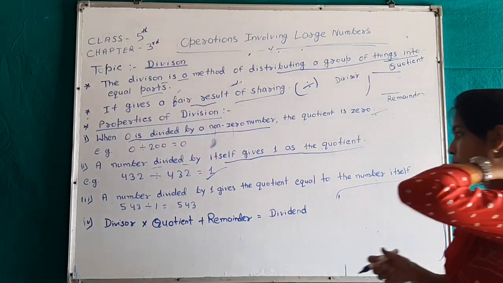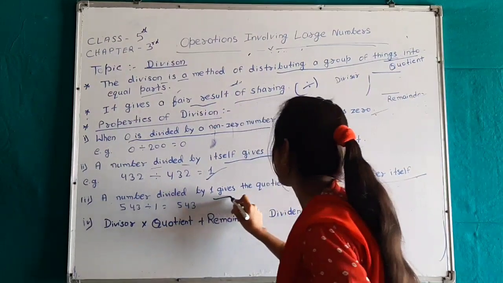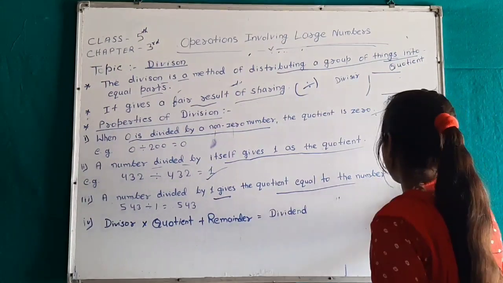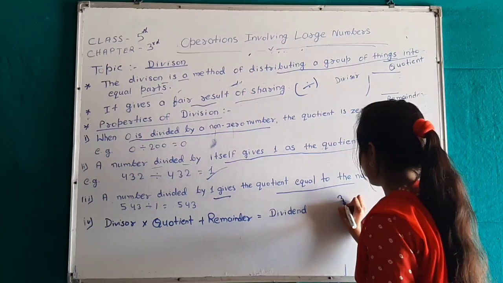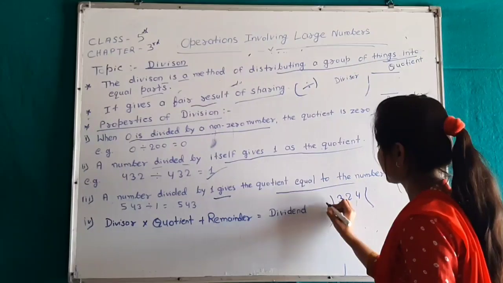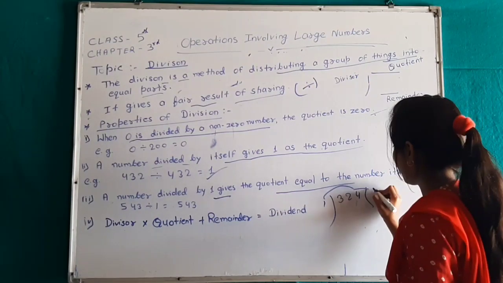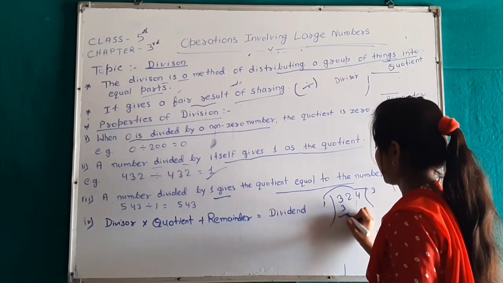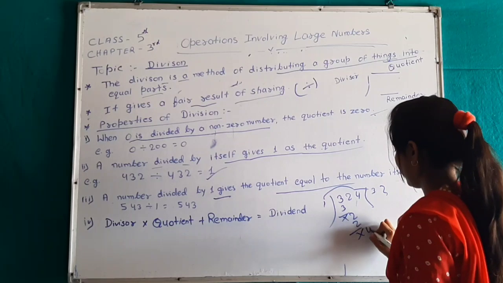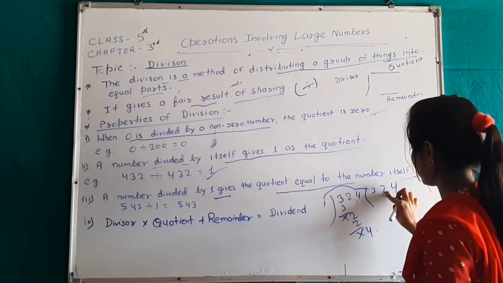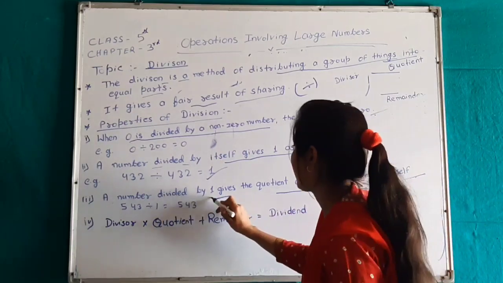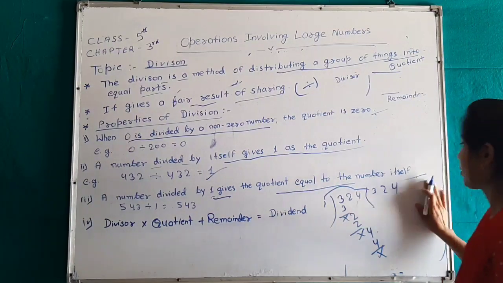And here is our third property of division. A number divided by 1 gives the quotient equal to the number itself. When we divide any number by 1, we get the number itself. Here is 1. We multiply 3 to get 3. We multiply 2 to get 2. And we multiply 4 into 1 to get 4.